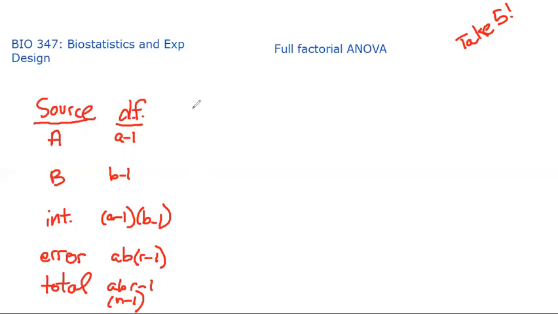Sums of squares are a bit tricky. Let's put our experiment back up here.